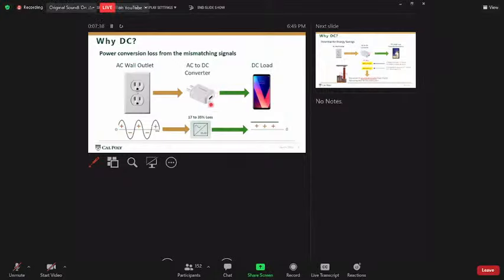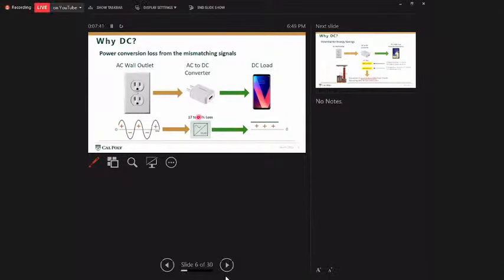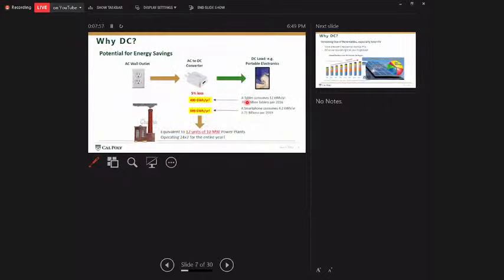Unfortunately, this converter produces 17 to 35% loss, and this loss accumulates over the year, over the lifetime, and that corresponds to cost, basically. So there's a problem there, a mismatching problem. Now, if you just look at one device, the number is not that bad.